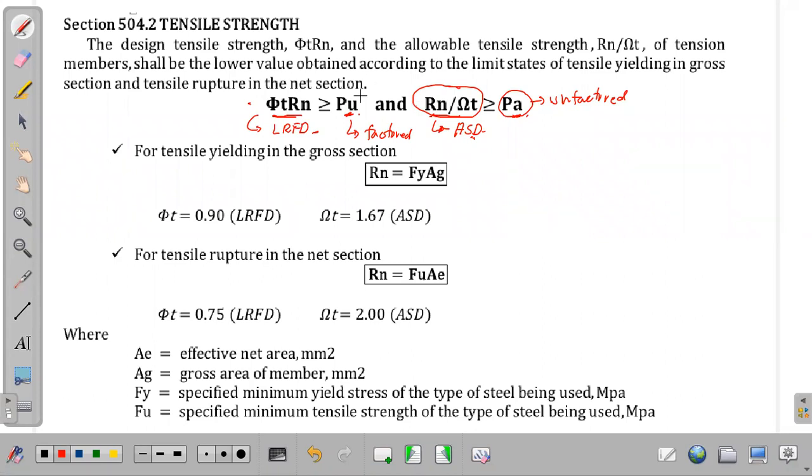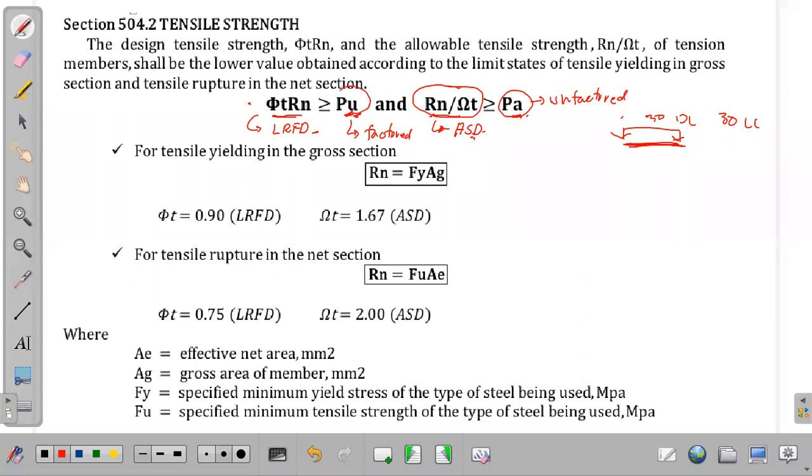Okay. So yung PU, itong PU tsaka PN, yan yung given. Pagka ito yung beam natin, tapos meron tayong load na 30. This is the dead load. Tapos meron din tayong live load na 30. So 30 dead load, 30 live load.